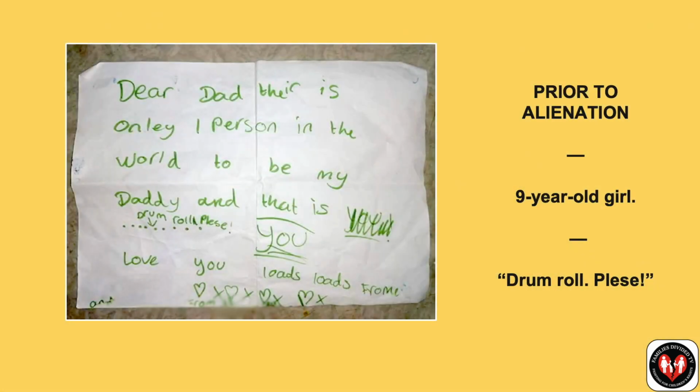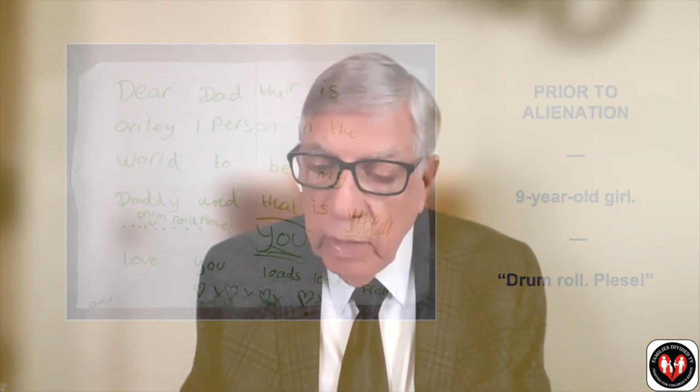this is what I would call a before and after sequence of a child, a little girl who became alienated. So this is before, when she had a good relationship with her father. And she says, "Dear Dad, there is only one person in the world to be my daddy, and that is you." And it's kind of cute. She writes in here, drum roll, before she says love and so on. So that's a very, very nice message from this child to her dad.